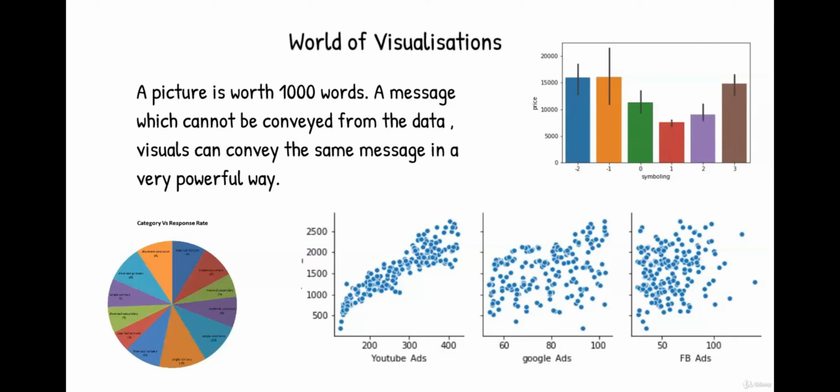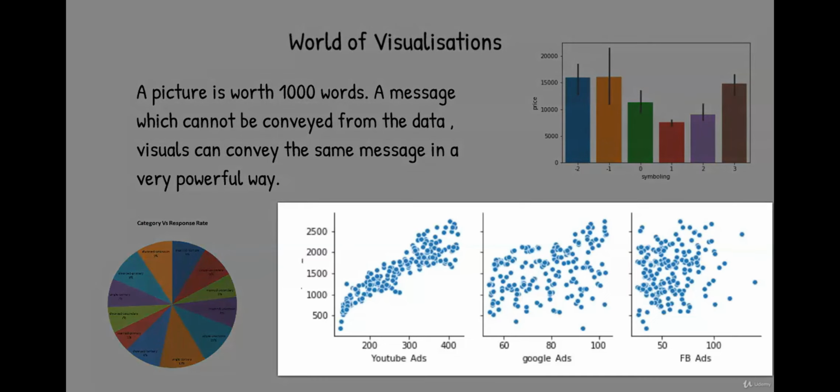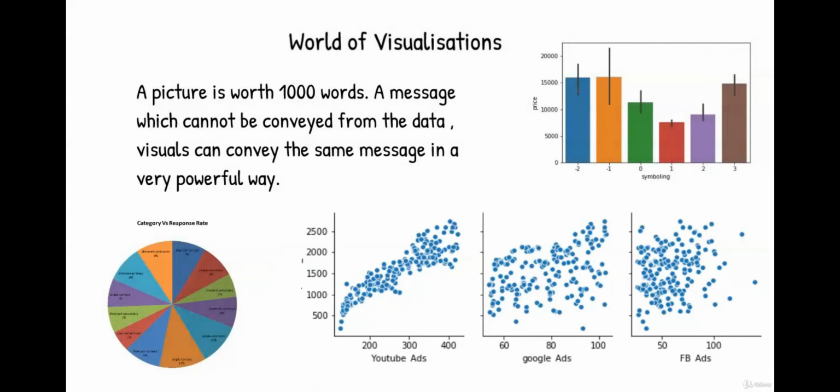So here I am having 3 scatter plots of sales data versus the mode of marketing. Like the first plot, the YouTube ad versus sales. Second is the Google ads versus sales. And third, FB ads versus sales. Now from this, it is very clear that the YouTube ad is the most effective way of selling a smartphone. But if you had seen the same data in an Excel, then it would have been very difficult to come to the conclusion.